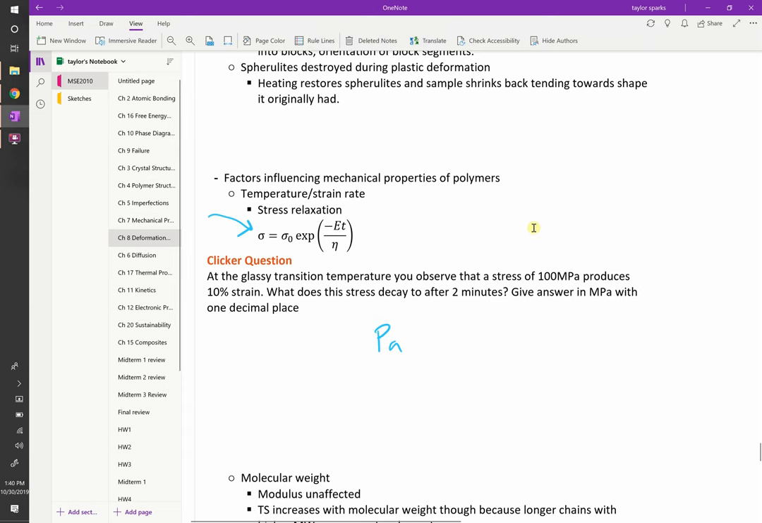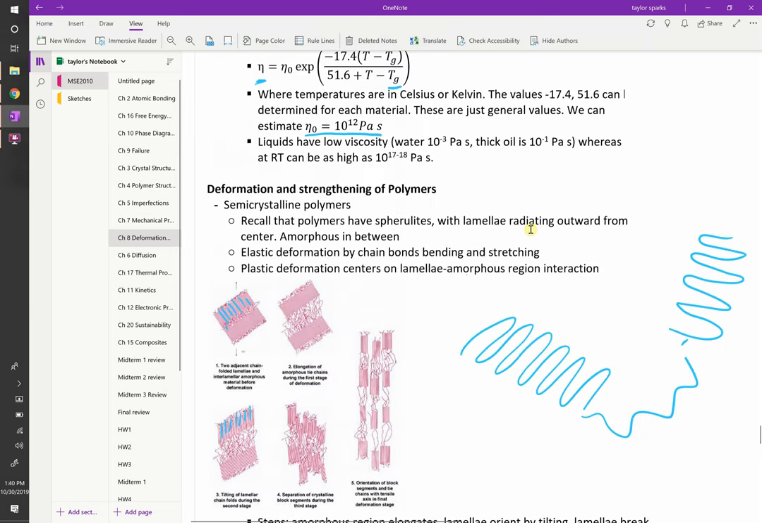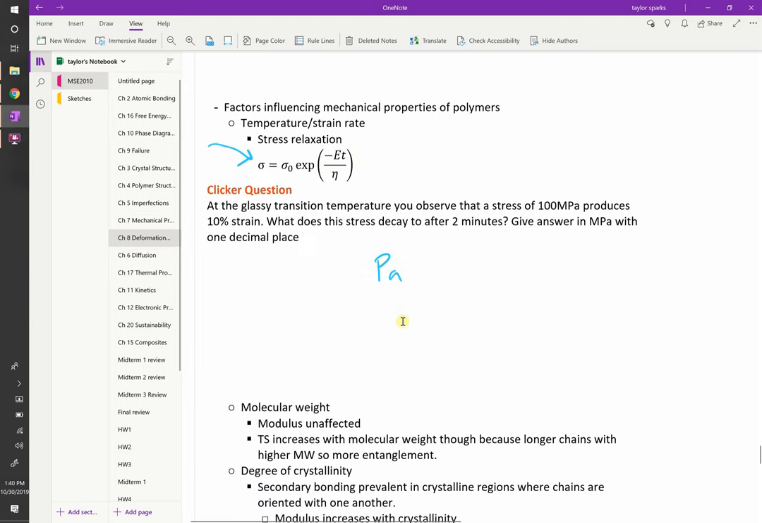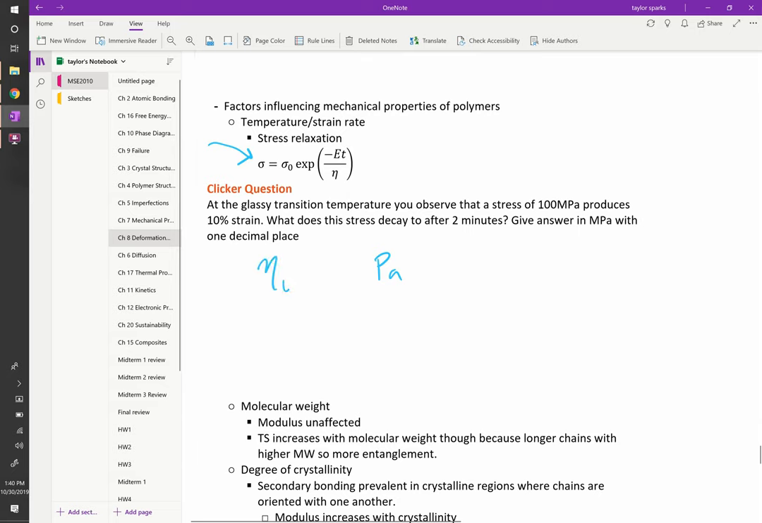so let's pull up our, okay, right here, the viscosity at the glass transition temperature is 10 to the 12th pascal seconds. That's by definition approximately what the viscosity is. For all materials, as they start to transition from glassy to not glassy, their viscosity is around 10 to the 12th pascal seconds. So eta naught is equal to 10 to the 12th pascal seconds.